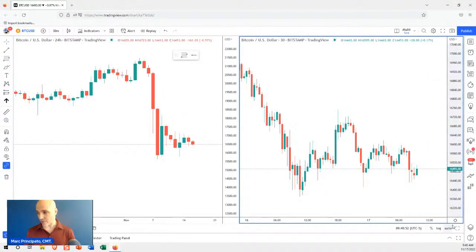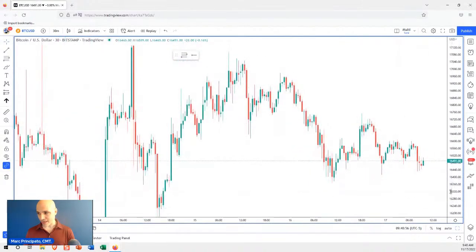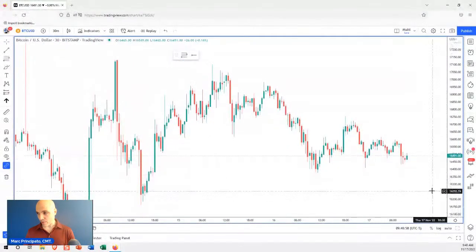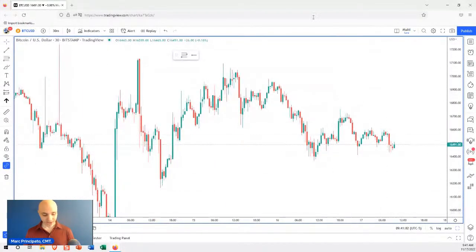So we start here with the 30-minute chart. You could use any Bitcoin chart for this. But when we get to the 5-minute, we're going to change to the perp chart. The levels are going to be the same. In fact, I should probably change to the perp chart now, the perpetual contract.